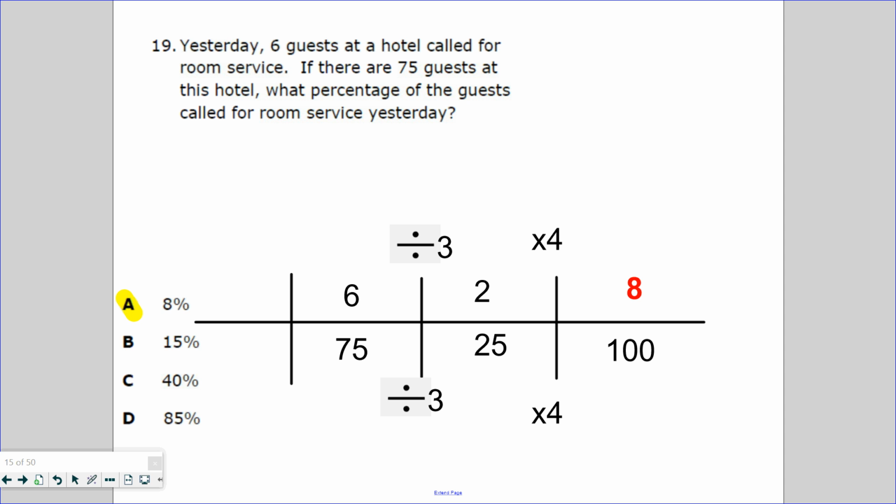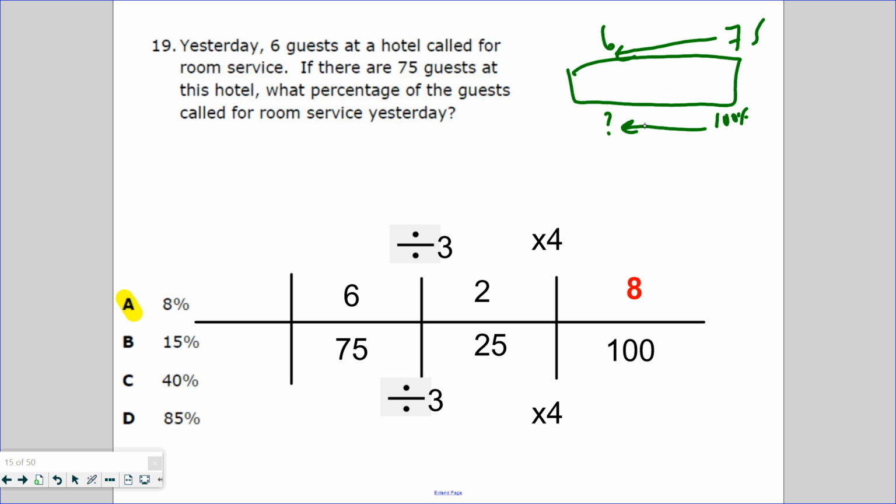19. 6 guests at a hotel call for room service. If there are 75 guests, what percent call for room service? So here's a picture. 100% is 75 guests. 6 guests, I do not know. So how do you break down 75 to 6? You do it that way. Or let's make a table.